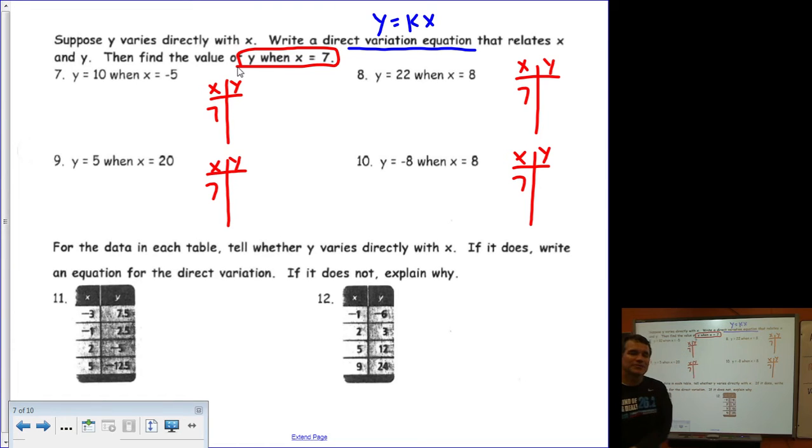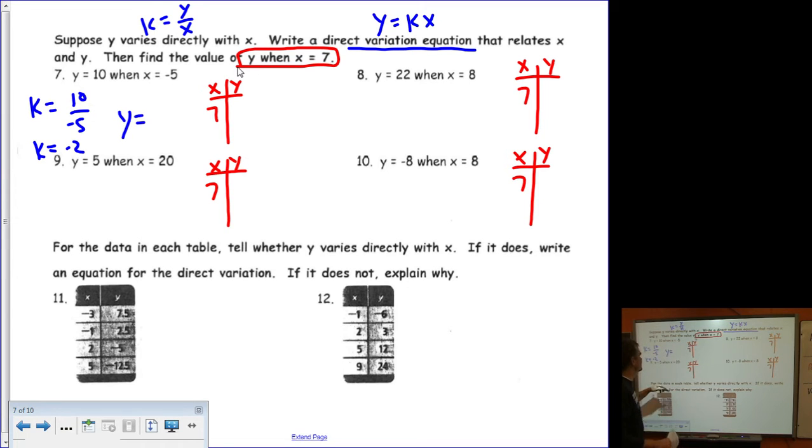All right, to write a direct variation equation, I use y equals k times x, and we know that k is equal to y over x. All right, in number 7, the k value would be 10 over negative 5, or k would equal negative 2. So the equation would be y equals negative 2x. And then when x is 7, y would equal negative 2 times 7, which is negative 14.